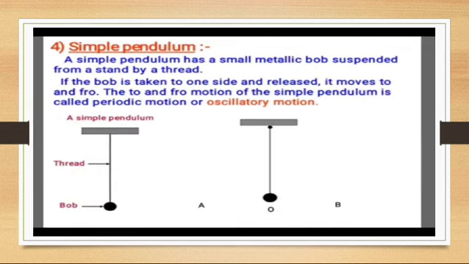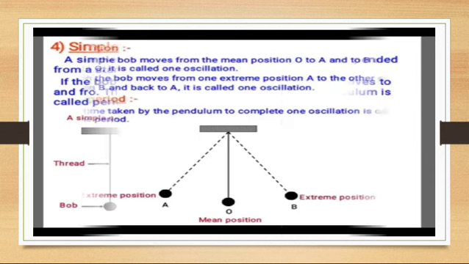Now, simple pendulum. A simple pendulum has a small metallic bob suspended from a stand by a thread. If the bob is taken to one side and released, it moves to and fro. The to and fro motion of the simple pendulum is called periodic motion or oscillatory motion.